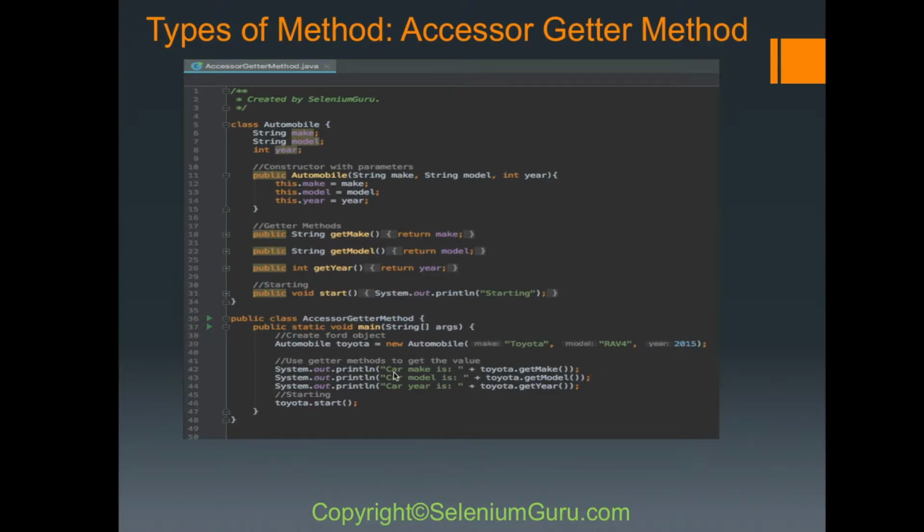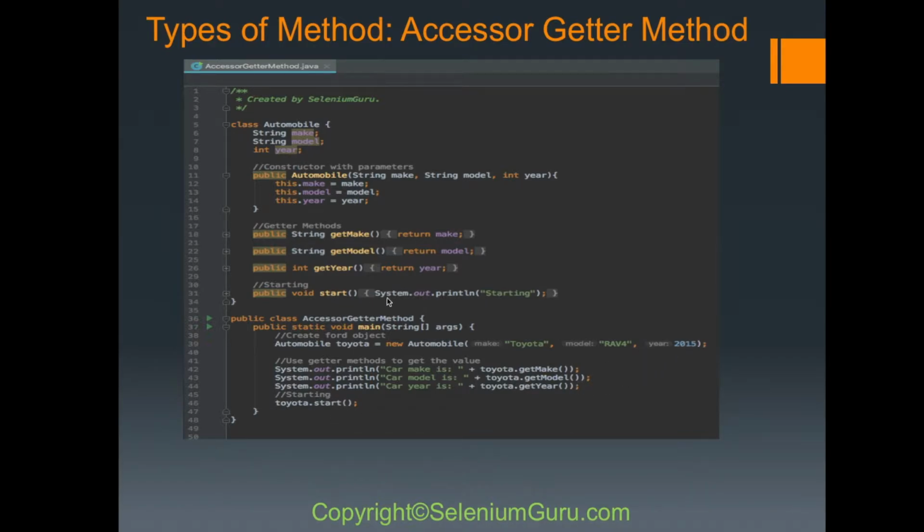So now if I do System.out.println car make is, Toyota, right? This is my object dot getMake. As you can see, this is an instance method as well. How do I know it's an instance method? It does not have static. All the getter methods are instance methods. So from here I can say Toyota.getMake, and it's going to give me Toyota. Toyota.getModel is going to give me RAV4. Toyota.getYear is going to give me 2015.